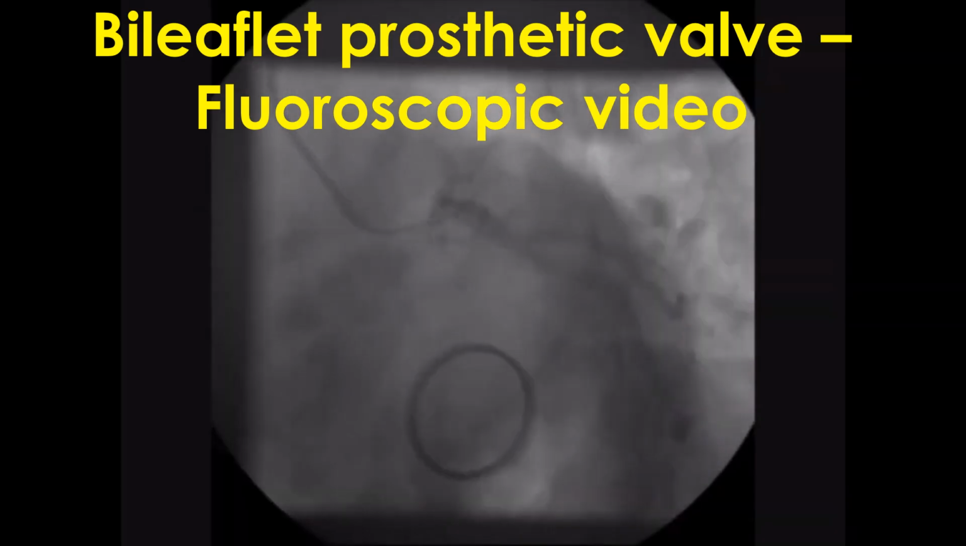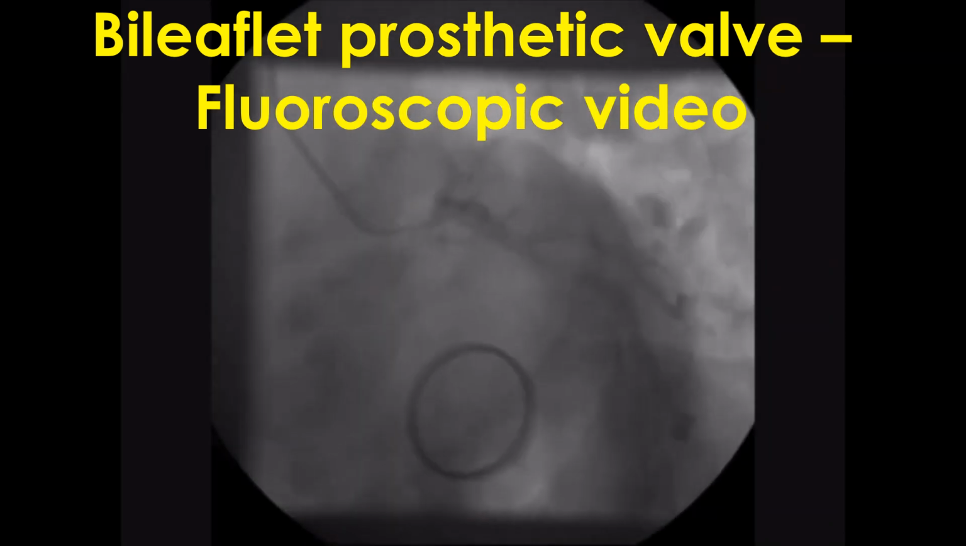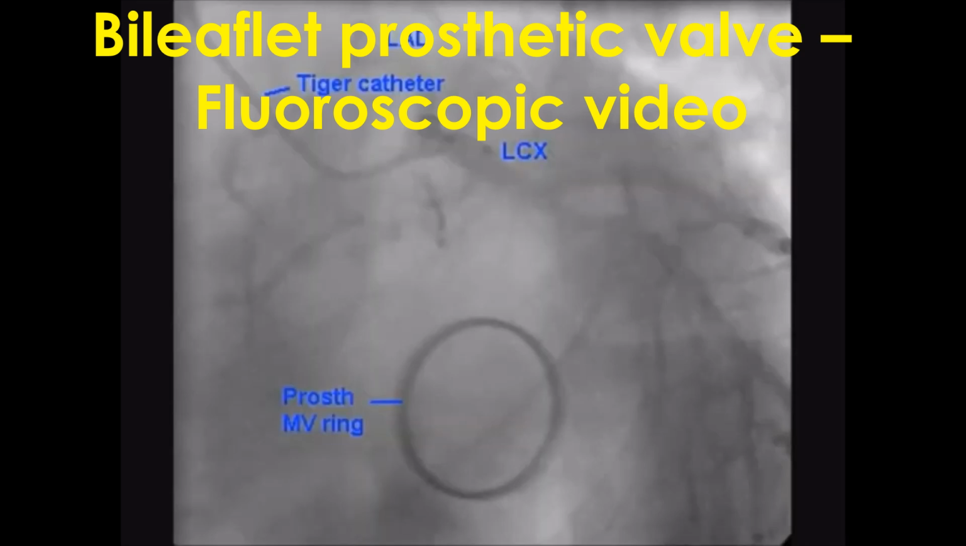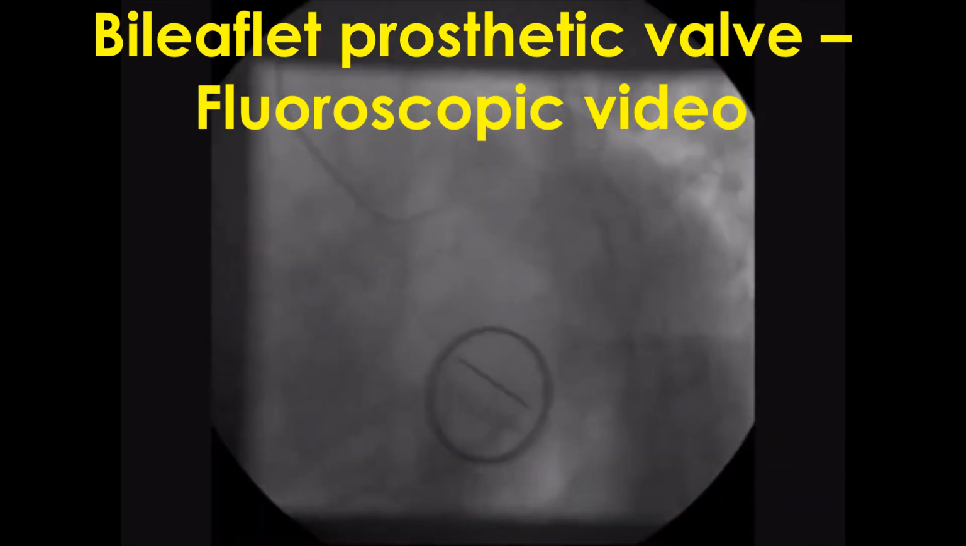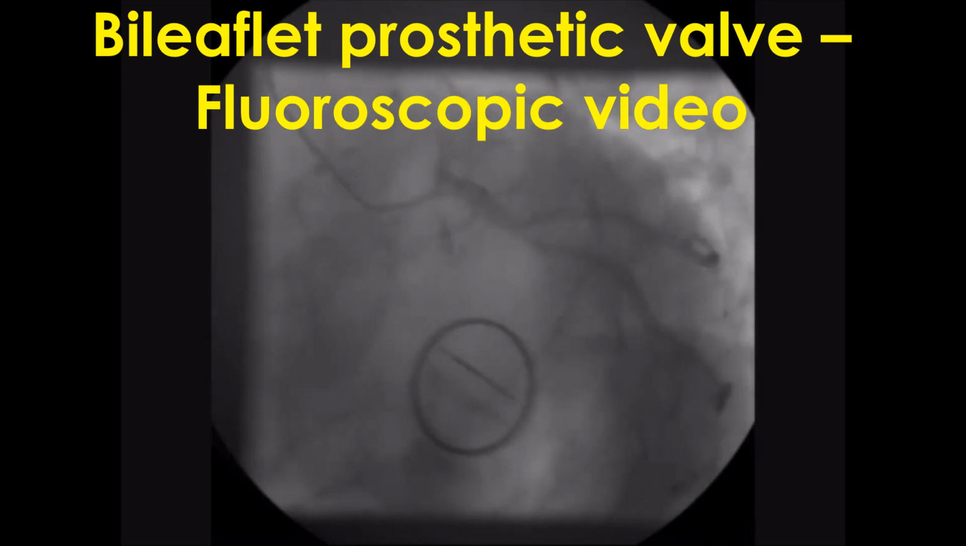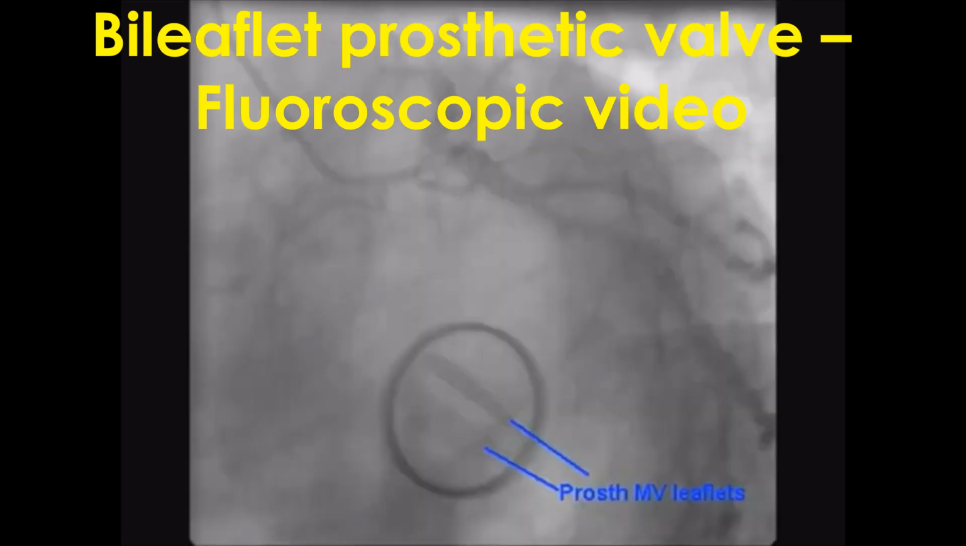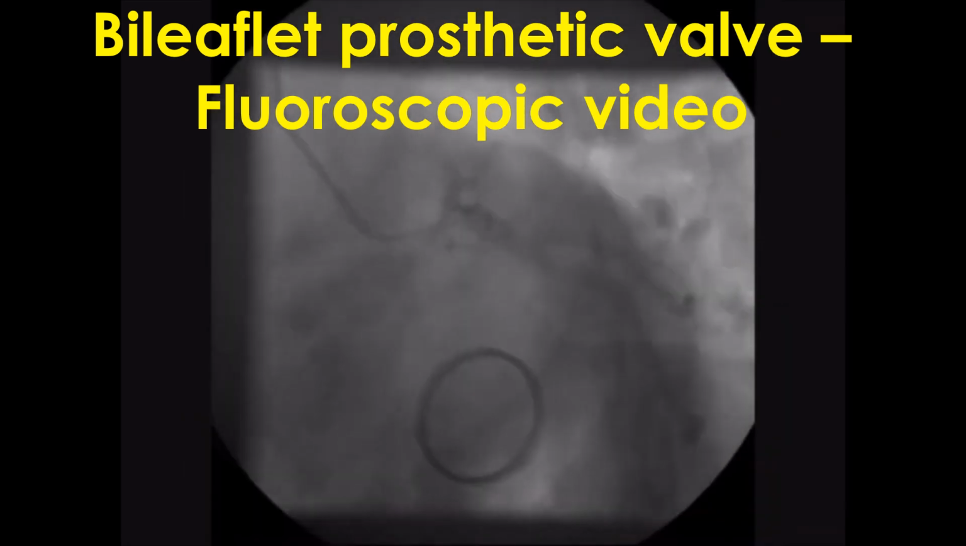The image shows the opening and closing of the mitral leaflets. This is the ring of the mitral valve, prosthetic mitral valve. The leaflets are seen opening and closing. 2 leaflets are seen in this view. Background shows coronary angiogram. Tiger catheter is seen in the left coronary ostium.